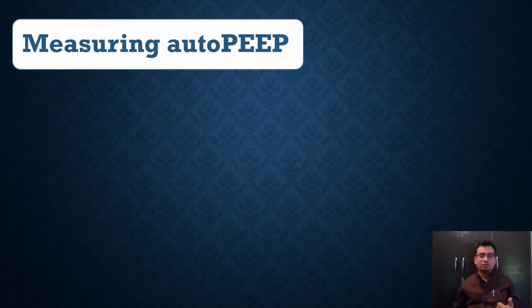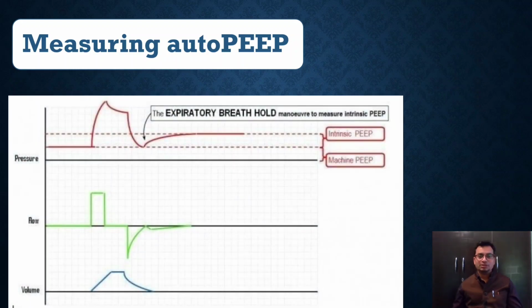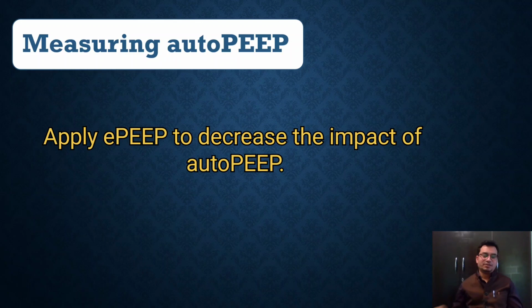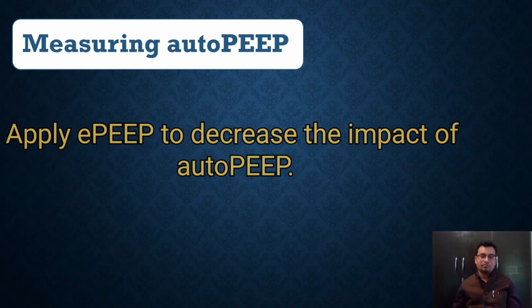Okay, knowing the extent of intrinsic PEEP is very useful because sometimes it can cause an increase in the work of breathing, and that is why you have to apply some external PEEP to nullify the effect of auto PEEP.